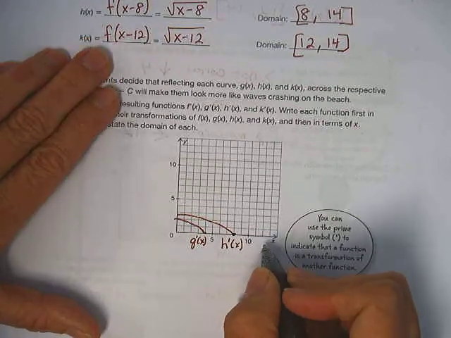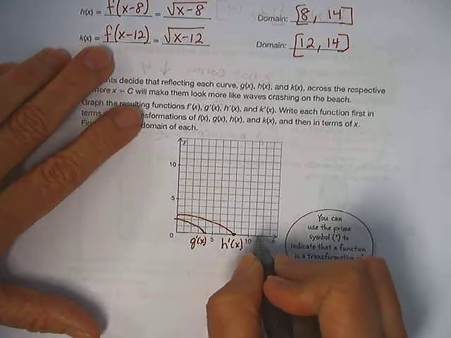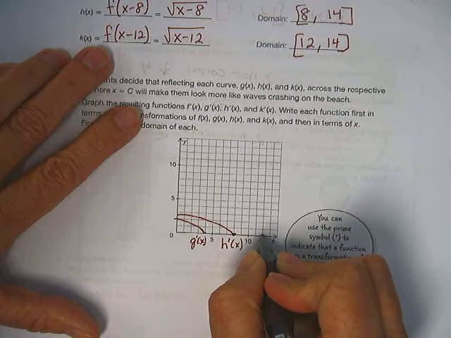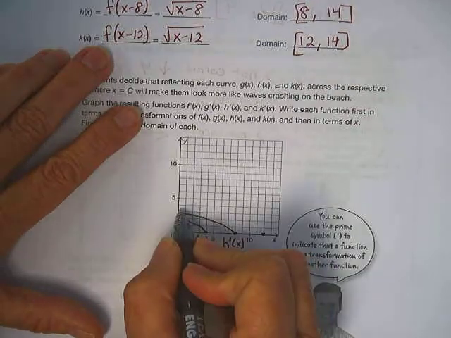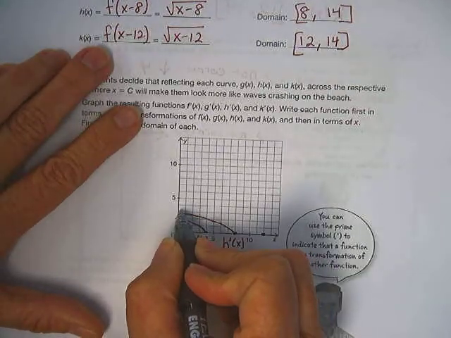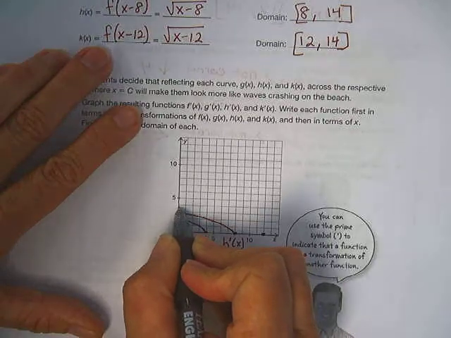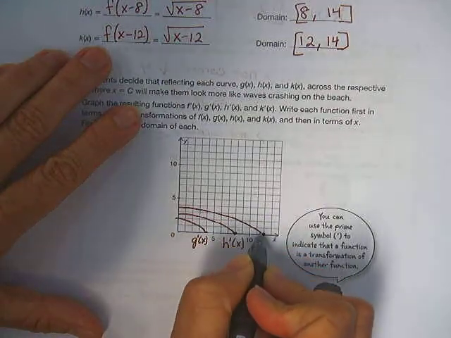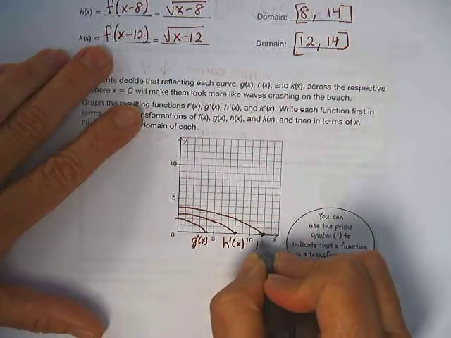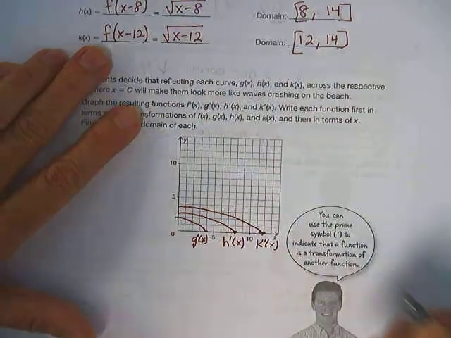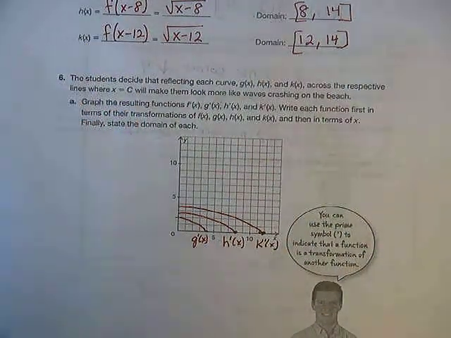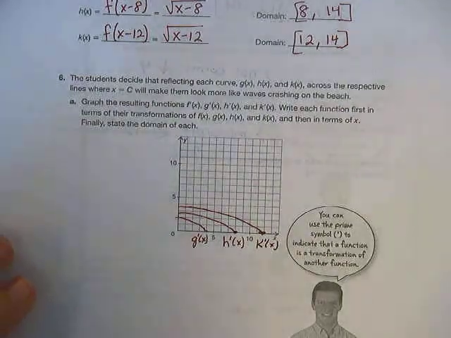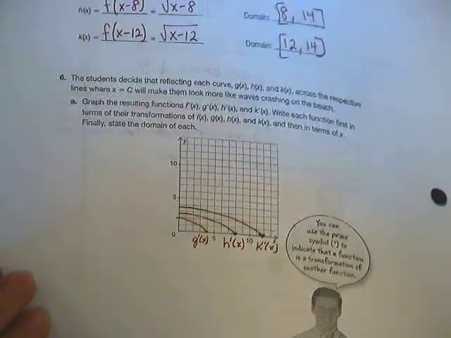And our last one, k of x, had been shifted by 12. Let's see, this comes over, it looks something like that. That's k prime of x. Describe how we use the transformation equation to determine it.